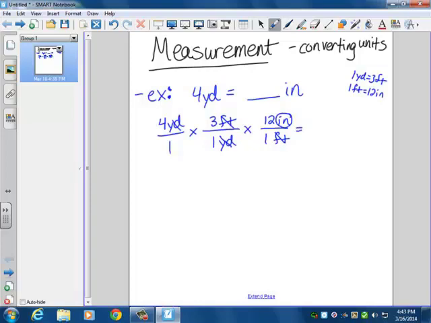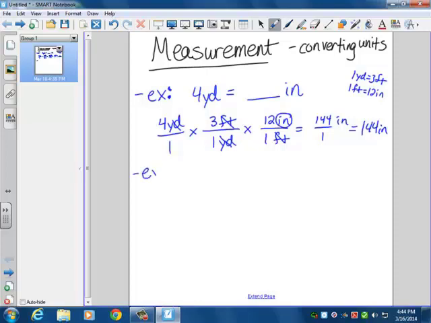Now, just like multiplying fractions, multiply straight across on top, straight across on bottom. So on top, I'll have 4 times 3 times 12 is 144. 1 on the bottom, just left with inches. So 144 inches is equal to 4 yards.